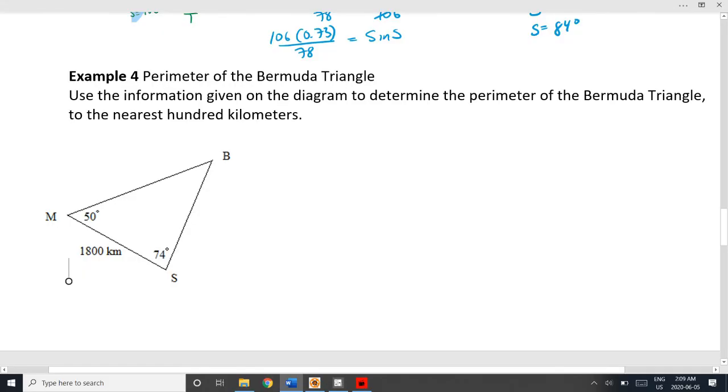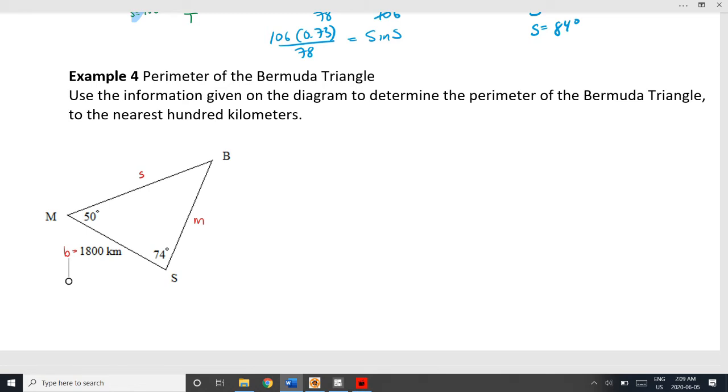Use the information given on the diagram to determine the perimeter of the Bermuda Triangle to the nearest 100 kilometers. Okay, so we have to find the perimeter of this, so that means we have to add up all the sides to find it. Let's label all the sides here. So we know M would be this side here, B is going to be opposite angle B, which is here, and S is going to be opposite angle S, which is this.